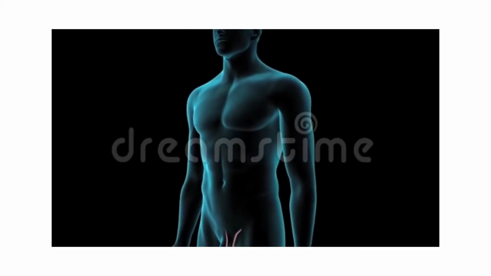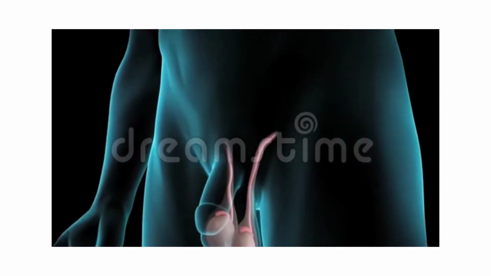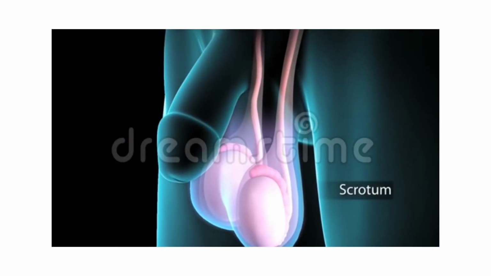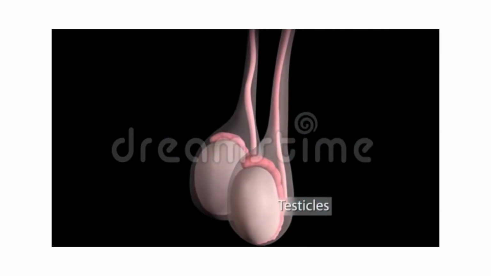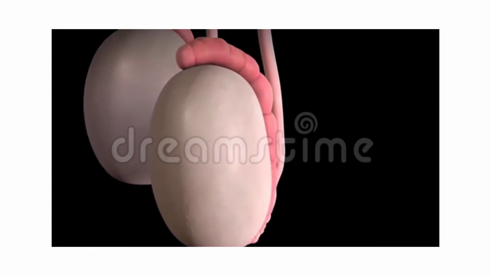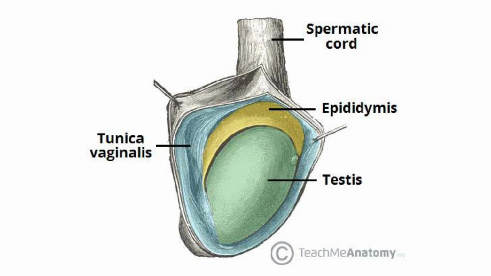Next we discuss the testis. The testes are a pair of structures suspended in the scrotal sac with the help of the spermatic cord. Each testis weighs approximately 15 to 20 grams, its length is approximately 4 to 5 centimeters, and its diameter is about 2 to 3 centimeters.